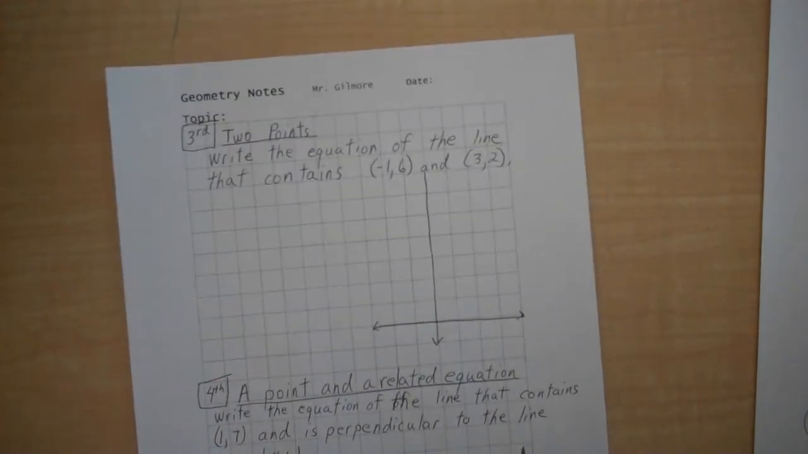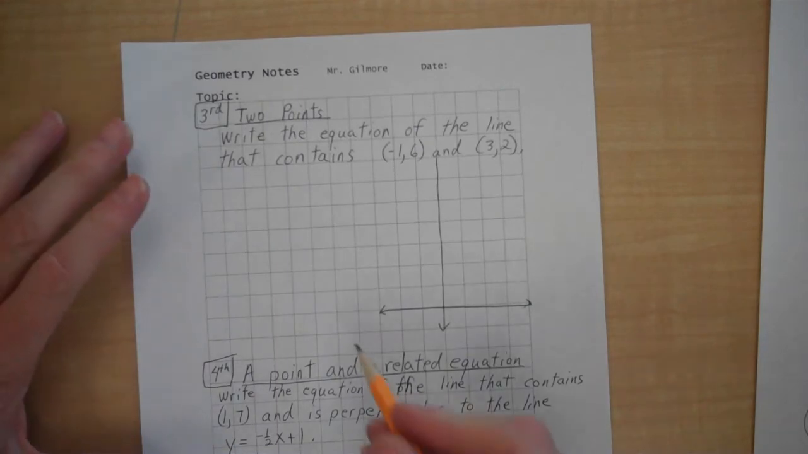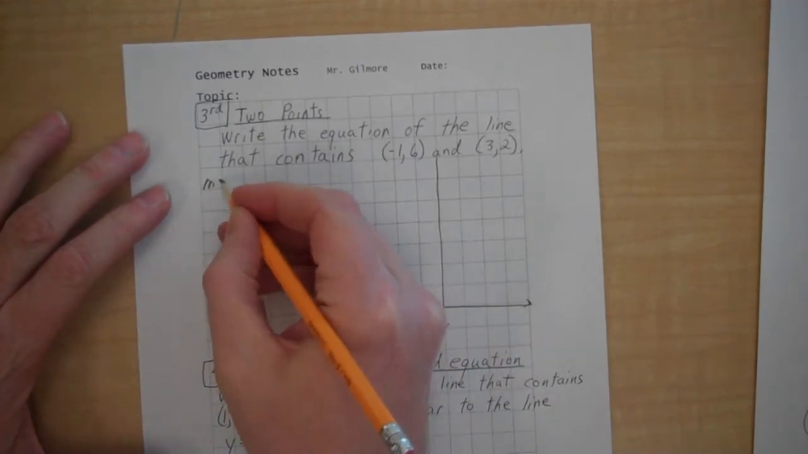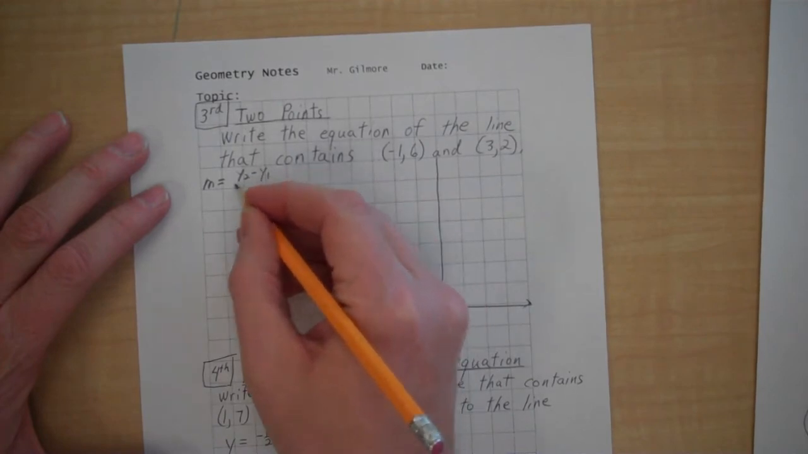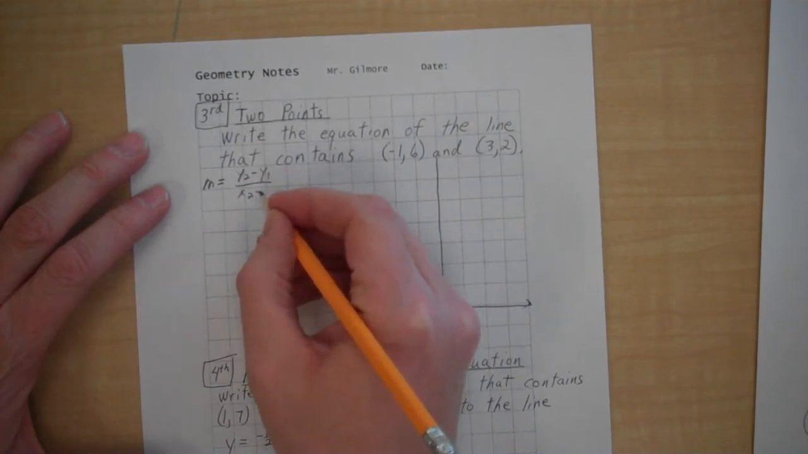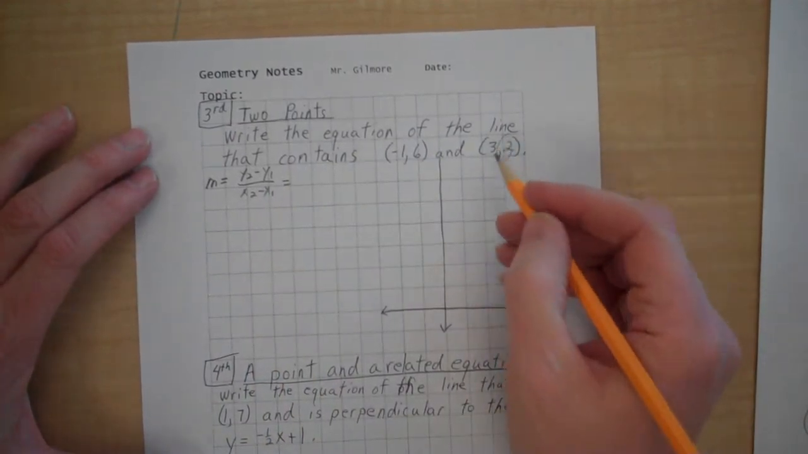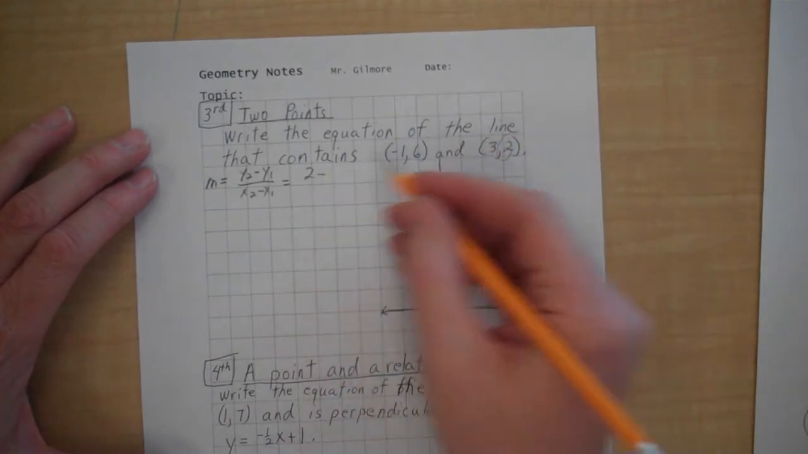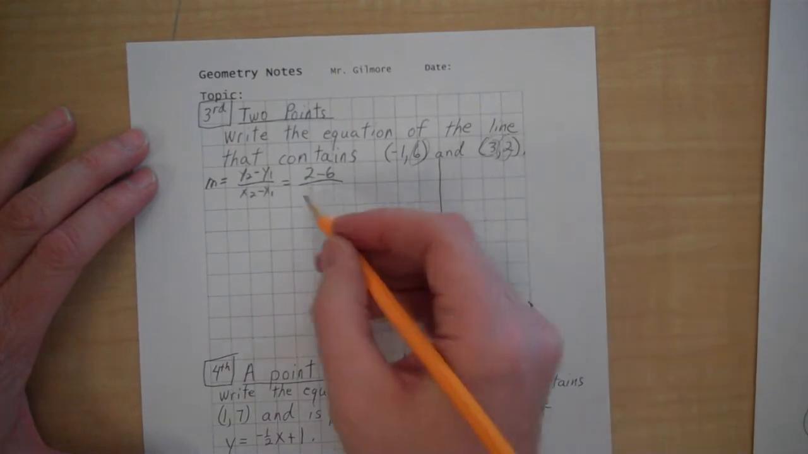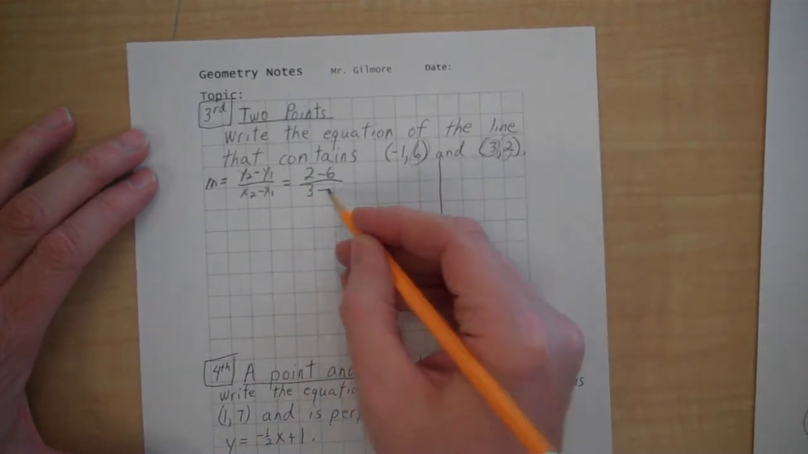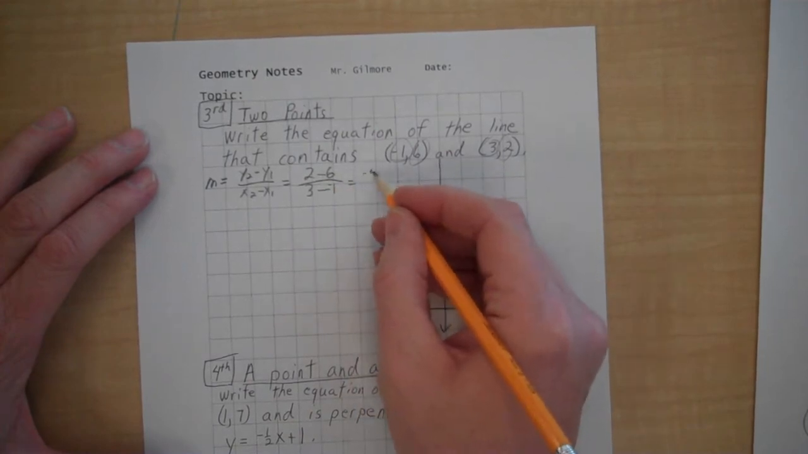Sometimes what you are given will be the coordinates of 2 points that are on the line. And in that case, we'll go back to what we just finished working on. y2 minus y1 over x2 minus x1 is the slope. And let's plug in values. Let's take the 2 minus 6 for my y coordinates over the 3 minus -1.